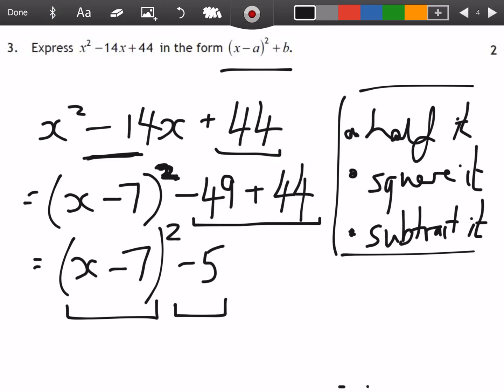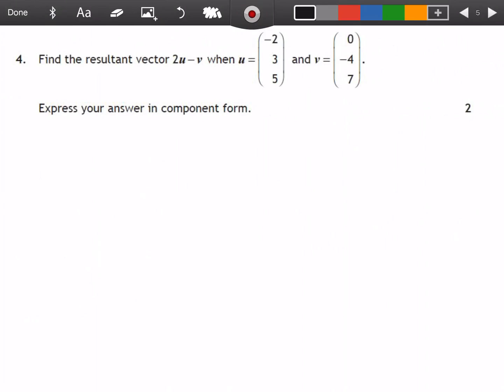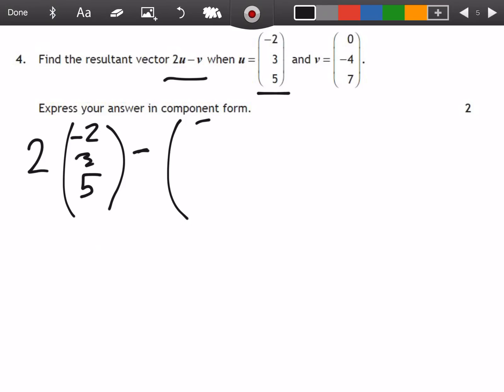Right, where are we next? Next one. Find the resultant vector 2u minus v. Basically, we're subbing these in. 2u, this is u, so we're going to do 2 times this one. You don't actually need to write this down like this. I'm writing it down, but you can go straight in and multiply it by 2. So we're going to multiply this first vector by 2.